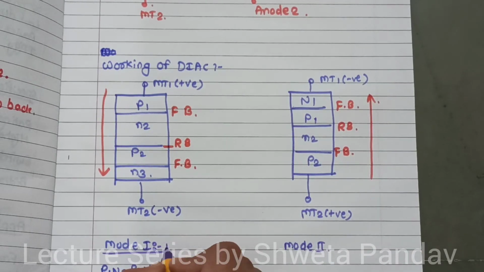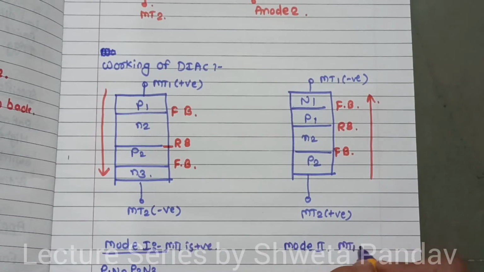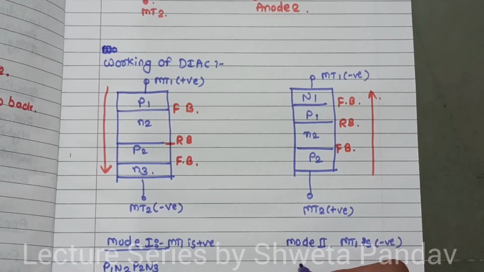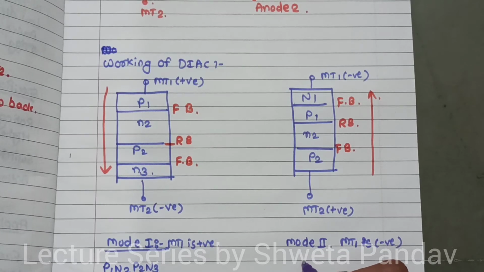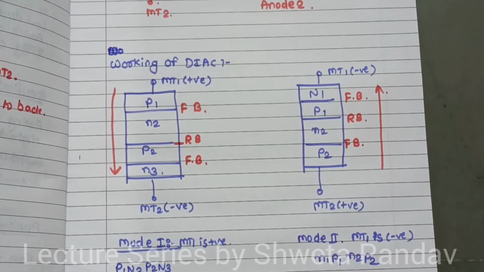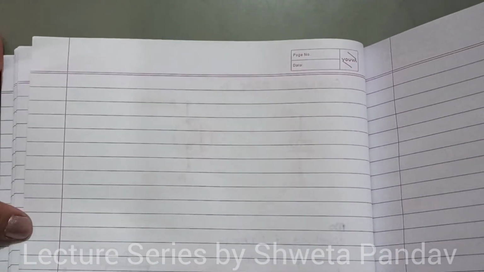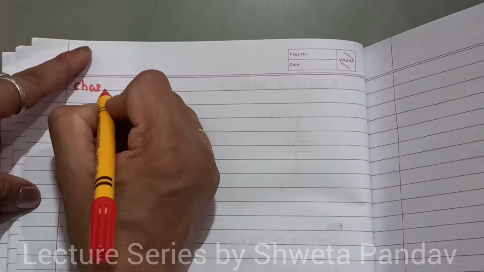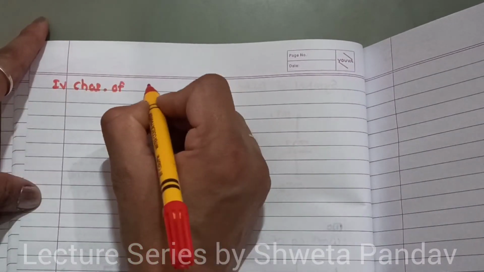In mode 1, MT1 is positive. In mode 2, MT1 is negative. And the layers which take part in the conduction are N1 P1 N2 P2. So this is the working of DIAC. Now let us draw the IV characteristic of DIAC.